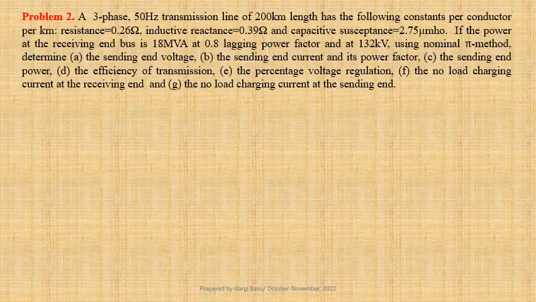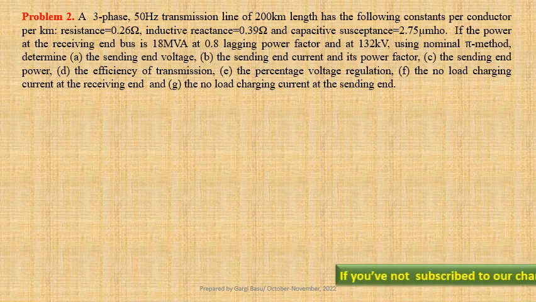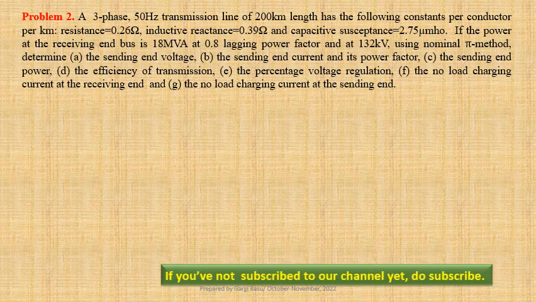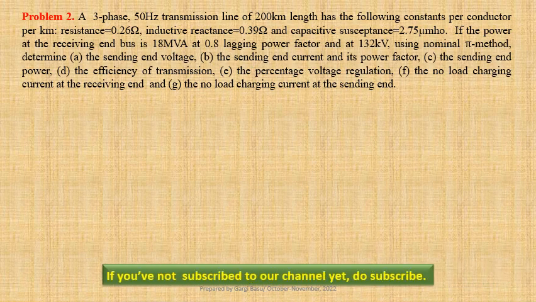A three-phase 50 Hz transmission line of 200 km length has the following constants per conductor per kilometer. Resistance equals 0.26 ohm, inductive reactance equals 0.39 ohm, and capacitive susceptance equals 2.75 micromho.